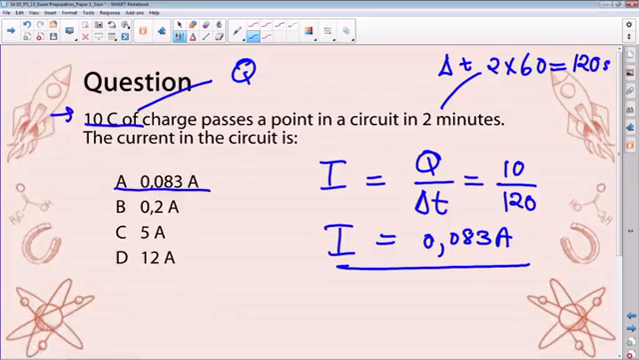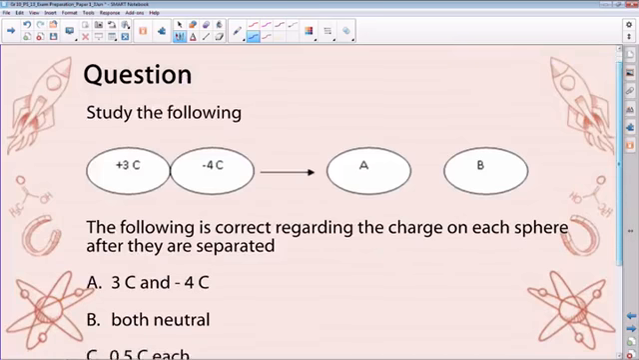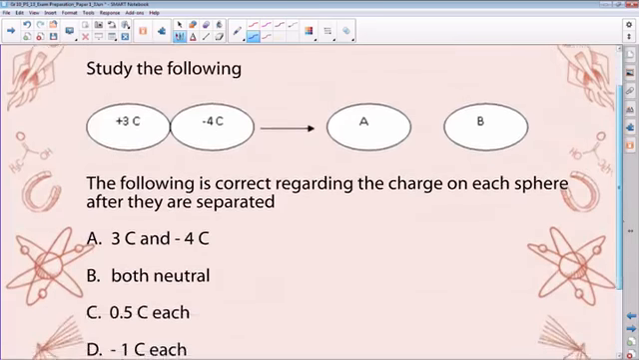So based on the calculations there. Now, if you look at the next question, we've got electrostatics now, one of the interesting sections that we did quite a lot.